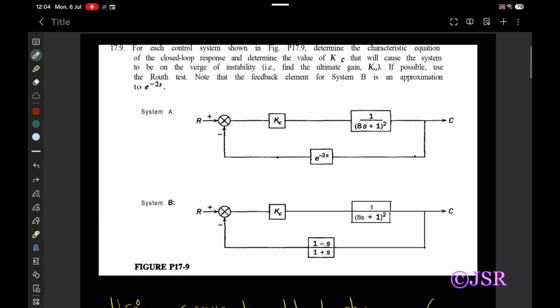So in this PDC lecture series, we will try to solve one numerical for the tuning of proportional controller in the feedback system.